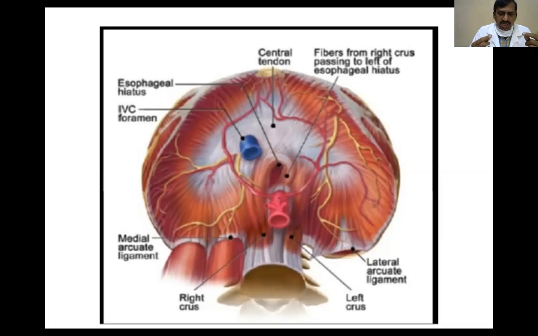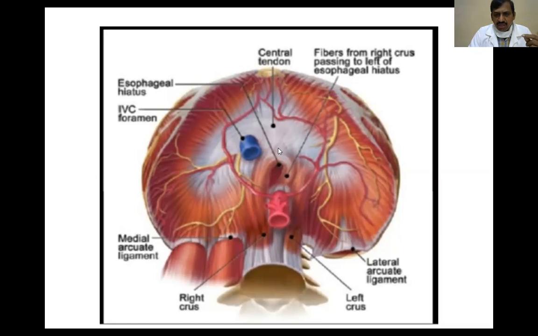One is the sternal origin, that is from the posterior surface of the xiphoid sternum. You see, this is the xiphoid sternum. From here, these are all the sternal fibers. That is the posterior surface of the xiphoid sternum.